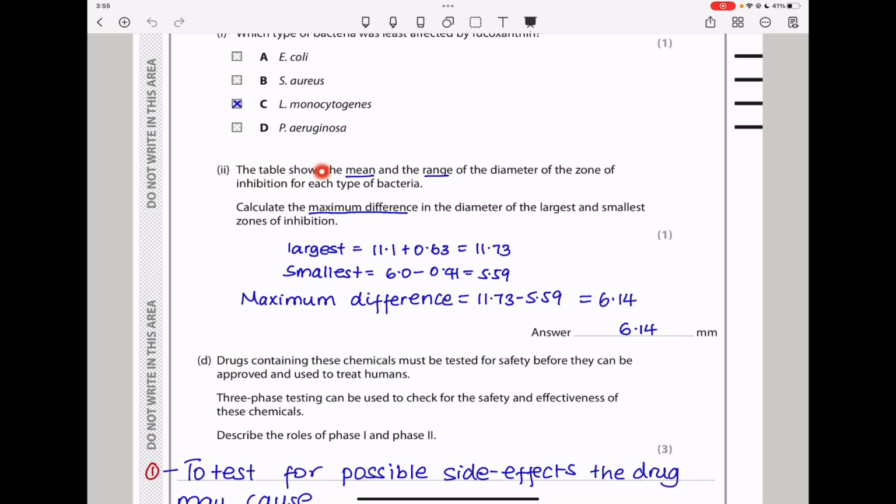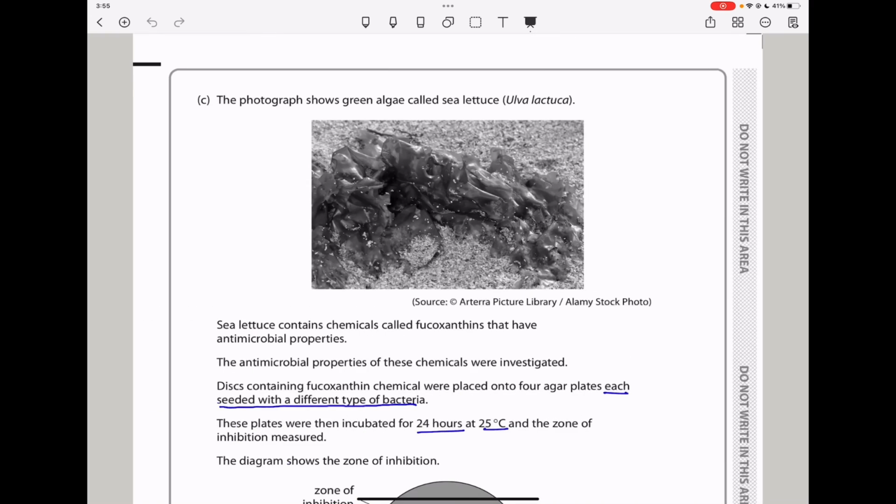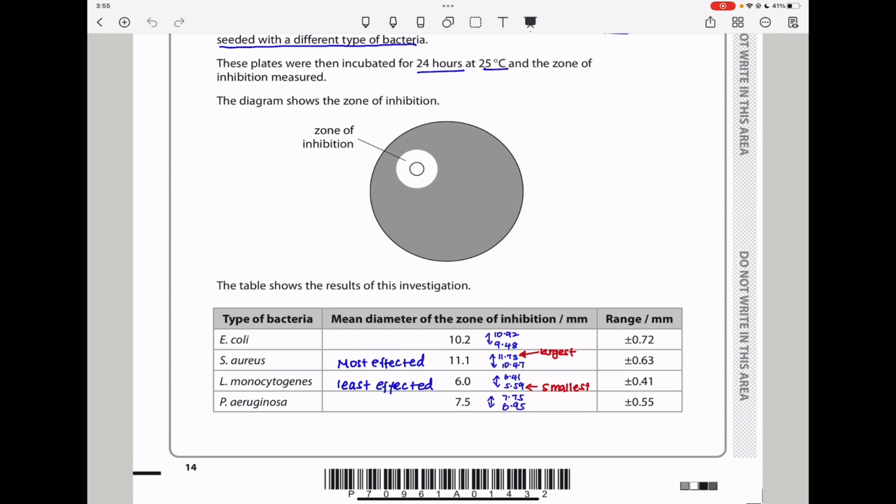Next they say, the table shows the mean and the range of diameter of the zone of inhibition for each type of bacteria. Calculate the maximum difference in the diameter of the largest and the smallest zones of inhibition. So the largest was 11.1 plus 0.63, which gives us 11.73. And the smallest should be 6.0 minus 0.41, which gives us 5.59. These values can be got from the table. If I take you back slowly here, 11.1 plus 0.63 will give us the largest value, and 6.0 minus 0.41 will give us the smallest value.